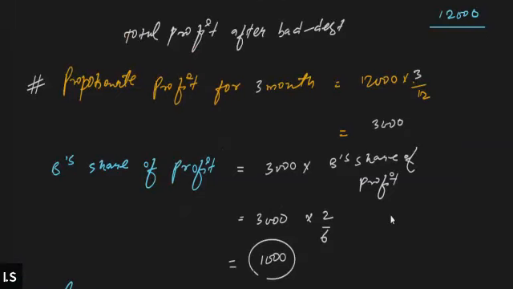Is it clear to you? Yes, sir. Okay. Moving on to the next question. Question number 10. I want you to try this question as well. Read the question carefully and tell me the answer. You need to find out Hari's share of profit as well as pass the journal entry.